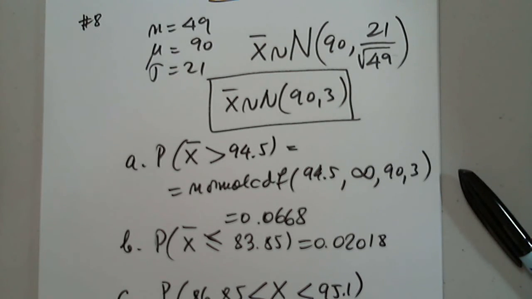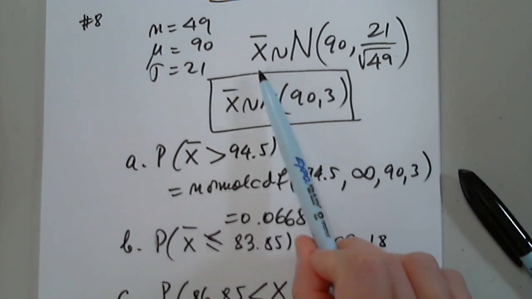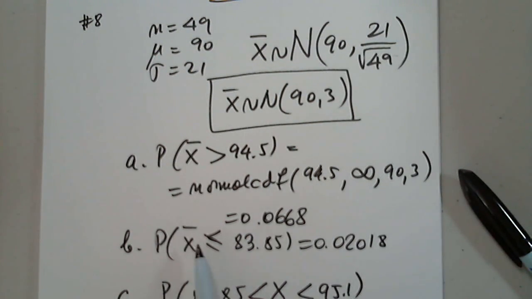But now I repeat, normal CDF, the lower this time is 86.85. The upper is 95.1. But careful, because the mean is the same, but the standard deviation is 21, depending on what we're asked. So this is 0.155559. So careful what you're asked. If you're asked to find x bar greater than, x bar less than, or equal to, it doesn't matter. Or if you're asked x between these two. So that's very important to pay attention.